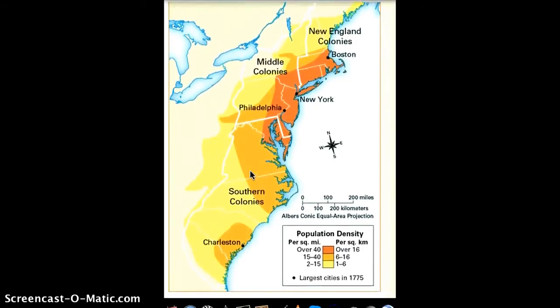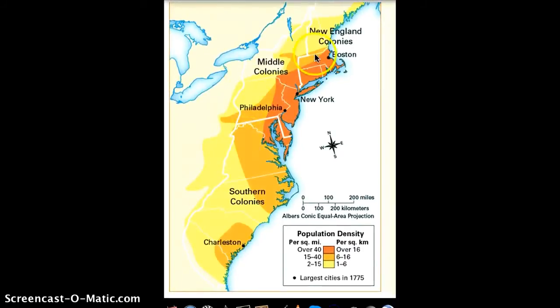And it says the New England colonies. And what we're talking about is the New England colonies are this group of colonies here. The middle colonies include places like New York, New Jersey, Philadelphia, Maryland, those areas. And then down here we've got the southern colonies. Okay, I want you to take a look. When we talk about population density, we're talking about where people live.